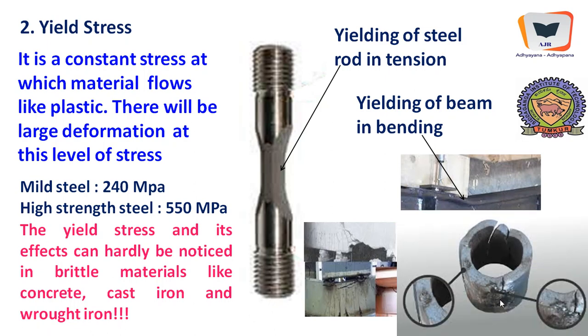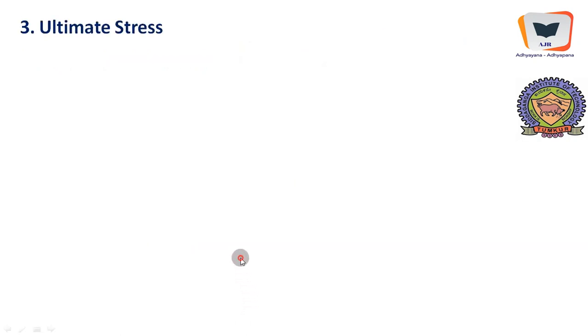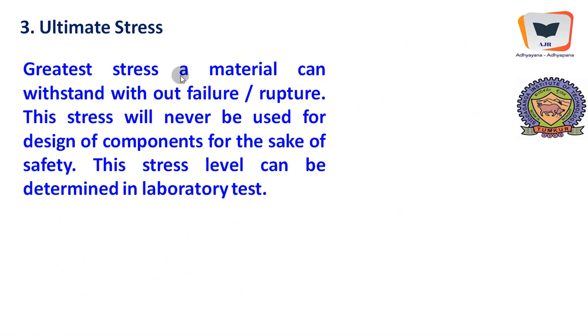And this is a cast iron component, and you can see some kind of a local failure. It doesn't give a warning, it doesn't give a notice, while ductile material will give a warning of an imminent failure. Ultimate stress is the maximum stress, the greatest stress a material can withstand without failure, or just before failure, or just before rupture. This stress will never be used for design of components, understandably, without saying, for the sake of safety.